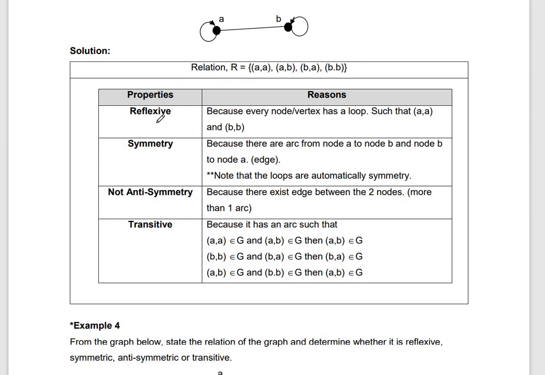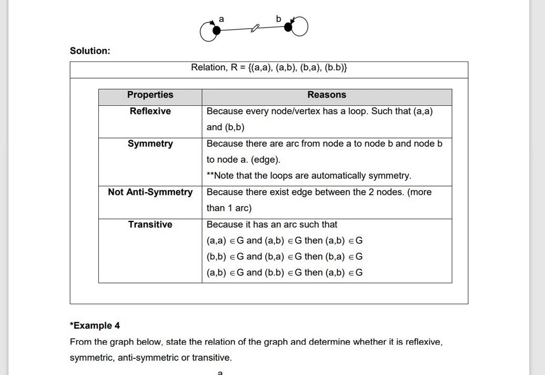Okay. So, reflexive. Dia ada nodes A dengan B. So, each of A and B tu kena ada loops. So, there is reflexive because every node has a loop such that A and B.